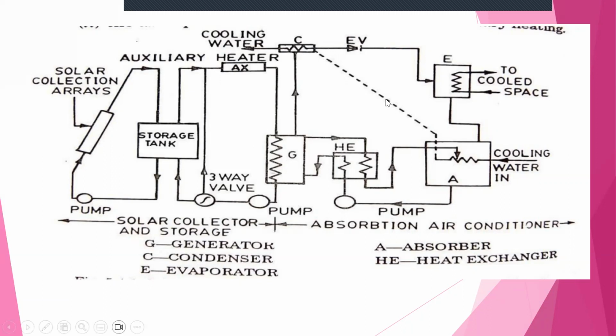Now the refrigerant vapor, what happens? It flows through the cold water, right? The refrigerant vapor goes to the absorber, where it comes in contact with the solution. Here you can see a heat exchanger. The heat exchanger is used for sensible heat recovery, and it greatly improves the cooler's performance.